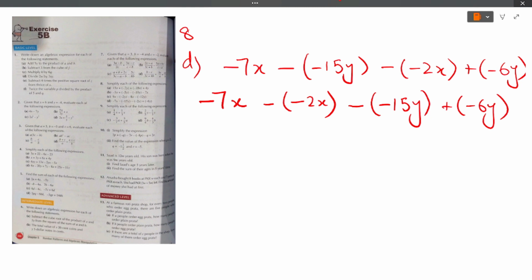And why are the brackets here? Because there are two operations shown here. So I'm going to write without the bracket now. Minus into minus plus 2x, minus into minus plus 15y, and plus into minus minus 6y.